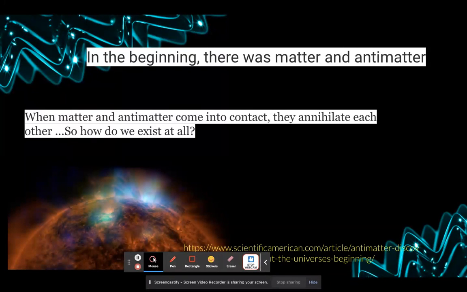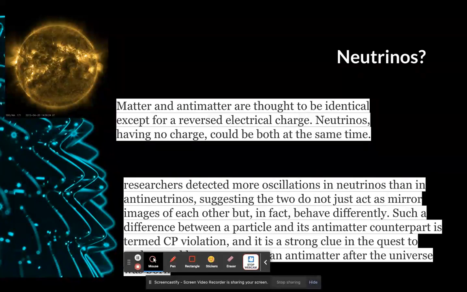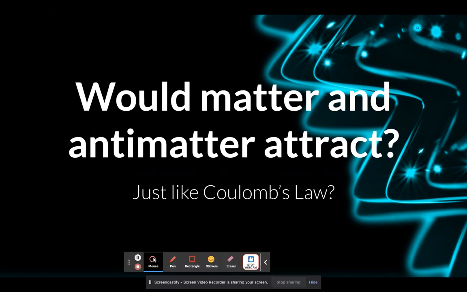In the beginning, there was matter and antimatter. Matter and antimatter came into contact. They annihilate each other. So how do we exist at all? Turns out they were thought to be identical except for reversed electrical charge. Neutrinos, having no charge, could either be matter or antimatter. There seems to be an actual slight preference for neutrinos to become matter versus antimatter, which is why our universe is made of matter and not antimatter.